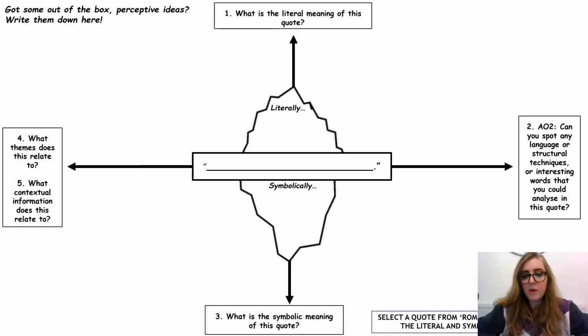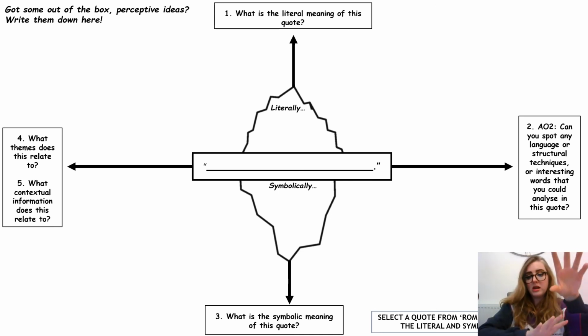So what I want you to do now is have a go at picking any of the quotes that I've looked at, or any of the quotes that you can find in the text, and it can be any text, it doesn't have to be Romeo and Juliet, and then have a go at thinking, number one, what's the literal meaning of this quote? Number two, are there any AO2 language techniques that you can spot, structural techniques, anything to do with your individual words that you can spot, lexical choices? Number three, the symbolic meaning of the quote. So literally and symbolically, what does this quote mean as an iceberg? Number four, what themes does it relate to? And number five, what contextual information does this relate to?